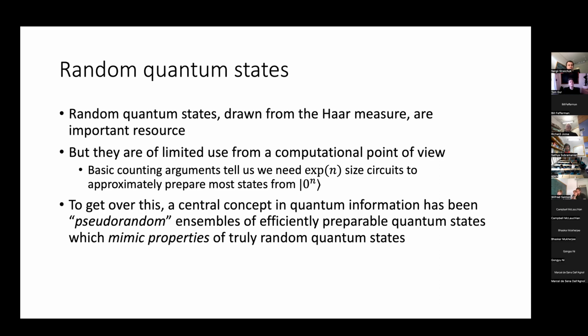It just doesn't exist. Nonetheless, we can get over this by considering what I think is now a very central concept in quantum information, what we call pseudo-random ensembles of quantum states. These are, by construction, quantum states that are efficiently preparable. But therefore they're clearly not Haar-random, because Haar-random states with high probability do not have polynomial-size quantum circuits. But even though they're not truly random, they mimic certain important properties of truly random quantum states.